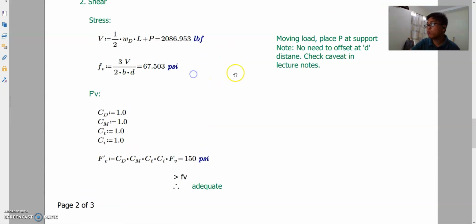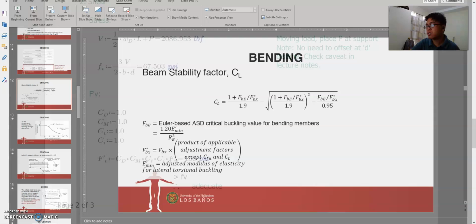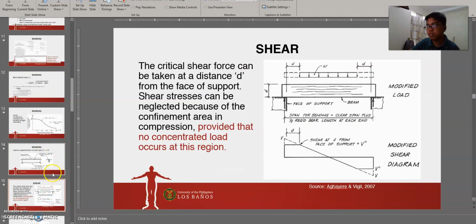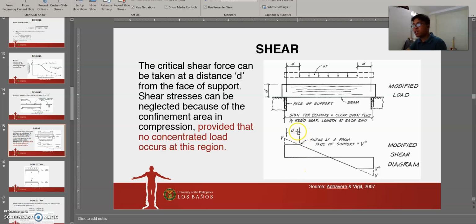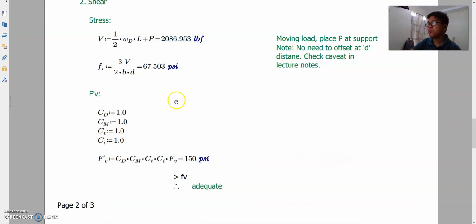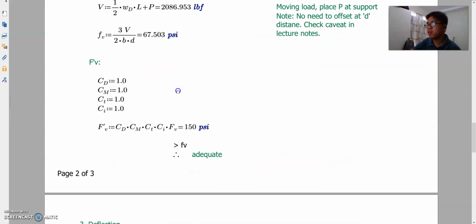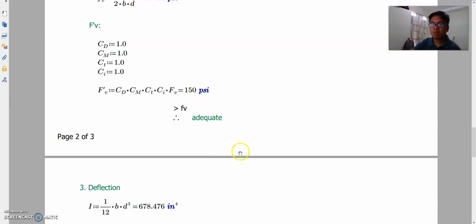Okay, just a note with regards to the previously discussed critical shear value. We have said that we can use the D distance, right? But I did not compute for the D distance value of shear. Why? Because there's a caveat, which is provided that no concentrated load occurs in this region. But we put the concentrated load at the support. And that would violate this caveat, and therefore, we need not compute the distance. Okay? And so, we compare the stress with the strength, still adequate at that point.